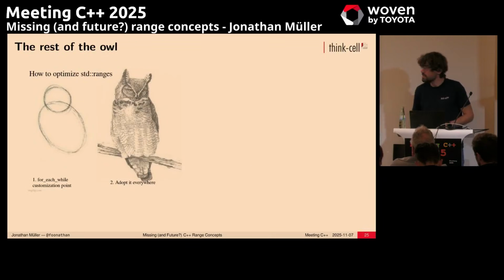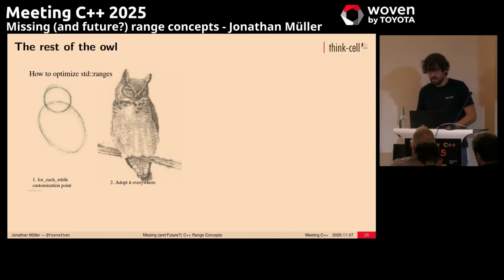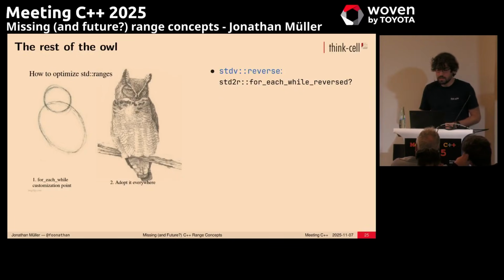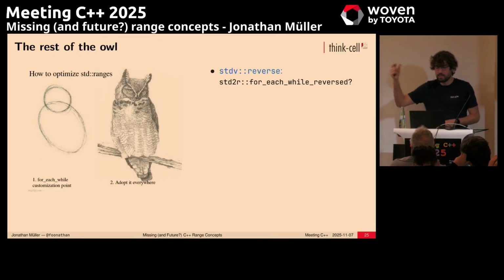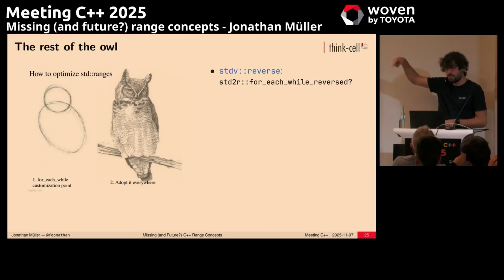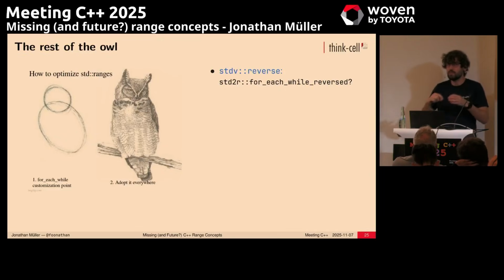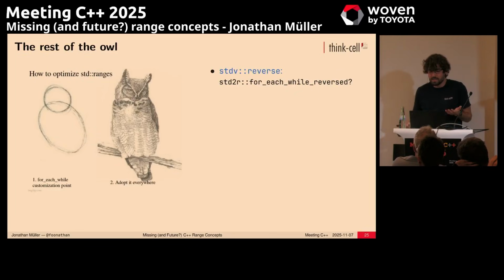But of course, it's not quite as simple as just adding a customization point and then using it everywhere and then people are happy. For example, we can't implement reverse view, right? Because it needs to iterate in reverse and we can only iterate forward. So we can't customize it unless we also have a for each while reversed, and then for each while for reverse would delegate to for each while reversed. But then we also need to implement each customization point twice. We actually do that at ThinkCell by having our for each while customization point take a Boolean whether it goes forward or backward, and then we implement everything twice, but it's kind of annoying and is it really worth it?